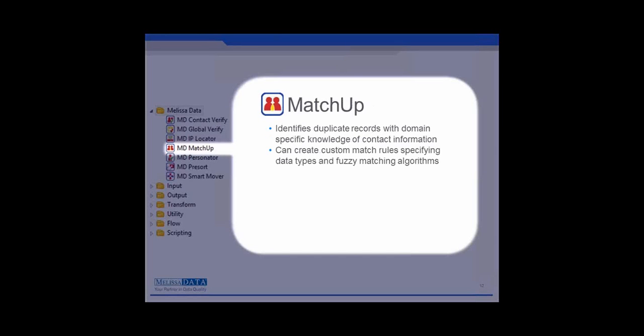Matchup is our product to recognize duplicates and dedupe your data sets. So with our specific domain knowledge, we are able to create custom matching rules as well as use fuzzy matching algorithms to really cleanse and standardize and show you what records and files are duplicates.